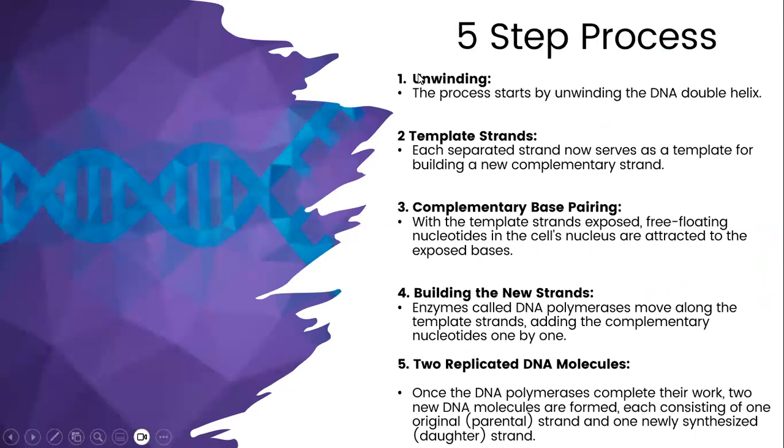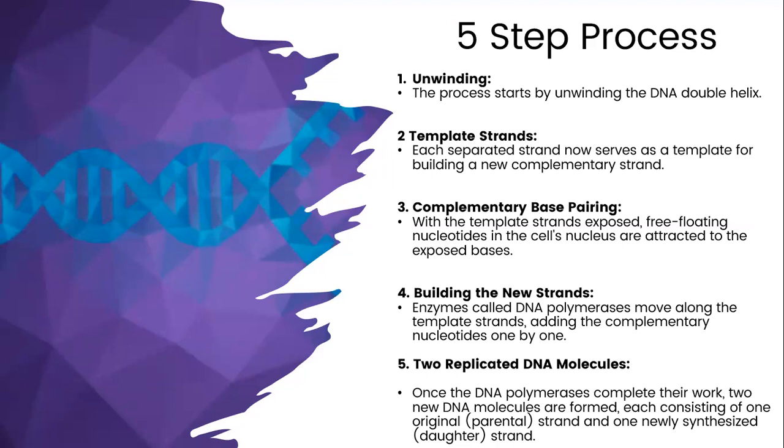So like I said, first we have the unwinding of the double helix, and that is done by the enzyme helicase. It breaks the hydrogen bonds between the base pairs. Then there is the template strand. Each separated strand now serves as a template for building a new complementary strand. We would then have complementary base pairing. So now that we have the template strands exposed, free floating nucleotides in the cell's nucleus are attracted to the exposed bases. And then we build a new strand.